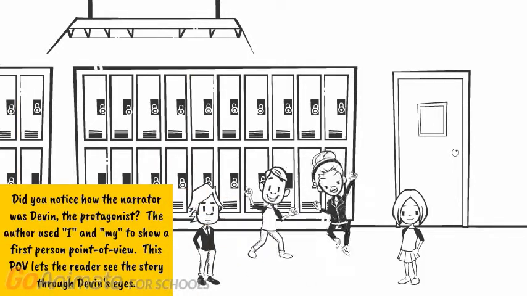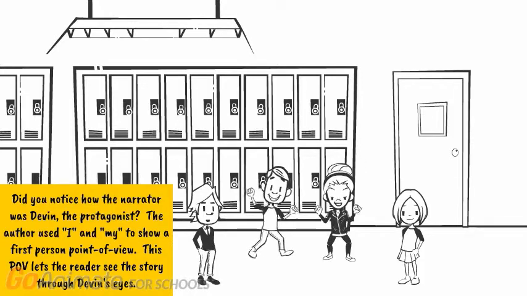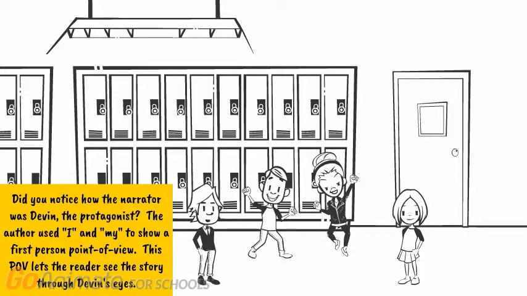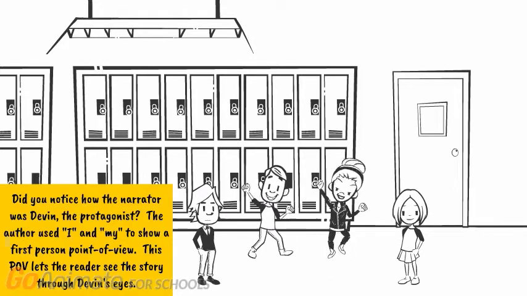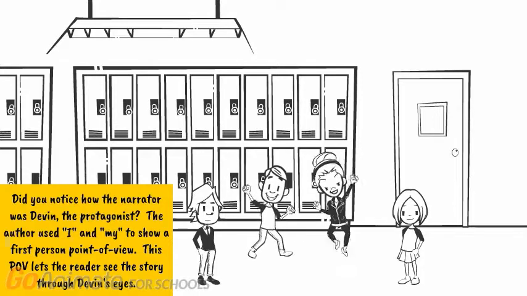Did you notice how the narrator was Devin, the protagonist? The author used I and my to show a first-person point of view. This POV lets the reader see the story through Devin's eyes.